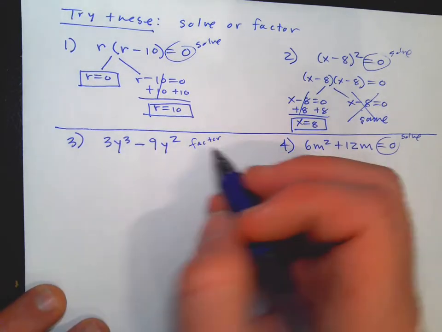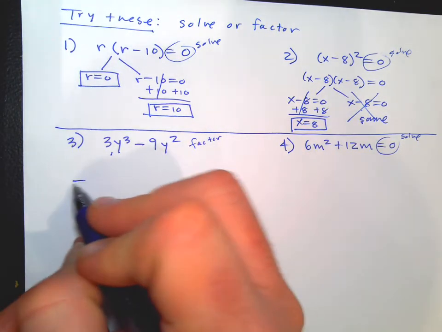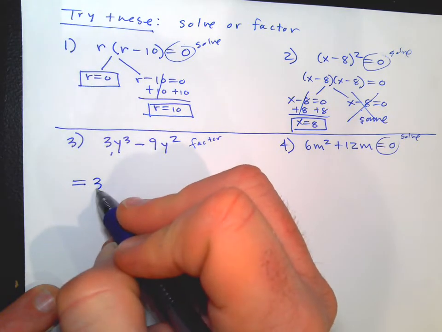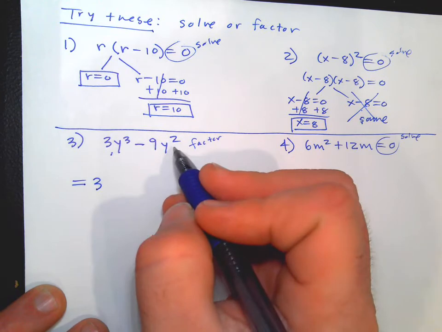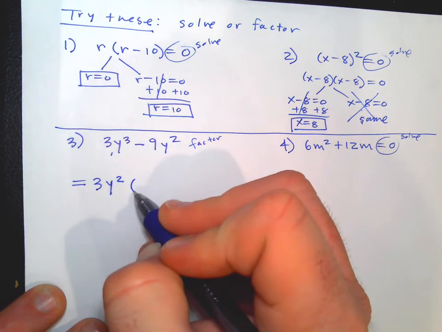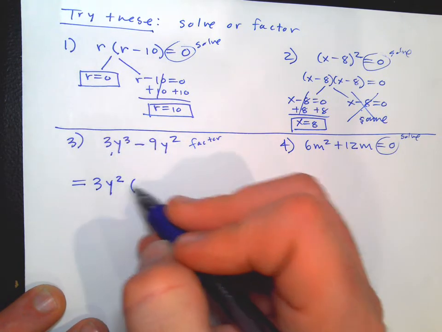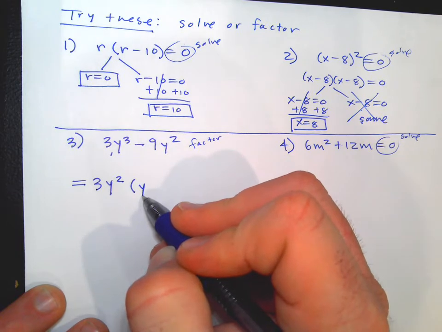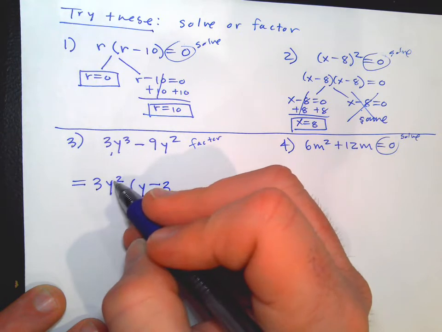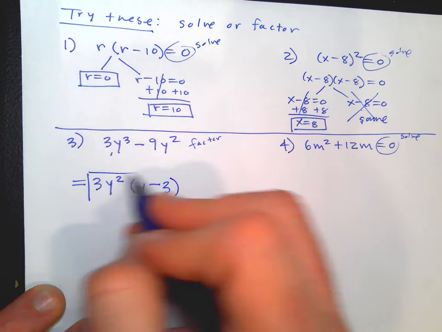Number 3, we can't solve it. All we can do is factor it. So we could, in our head, you guys should start getting to this point. You're like, well, what's the biggest number I can divide out of both of these? 3. What's the biggest number of y's I could divide out of both of these? Y squared. And then what would be left? Well, 3 divided by 3 is 1. Y cubed divided by y squared is y to the first. We just write y. Minus 9 divided by 3 is 3. Y squared divided by y squared is 1. We're not going to write it because there's already 3 here. 3 times 1 is 3. And then you'd be done.